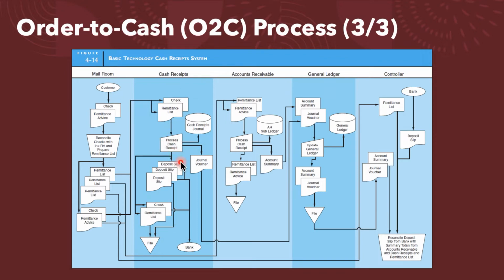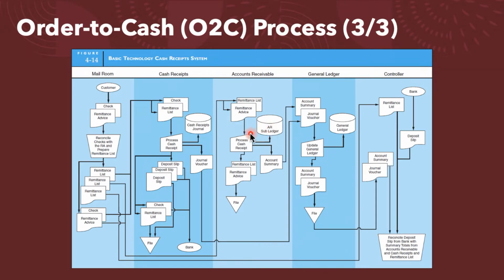And the cash receipts will forward a journal voucher saying we have recorded the payment in the cash receipts journal, and it will be forwarded to the general ledger. But before we go to the general ledger, we need to discuss the accounts receivable. Okay, remember that the accounts receivable received the remittance list and advice from the mailroom for them to update the subsidiary ledger relating to accounts receivable. Okay, so they should update this record.